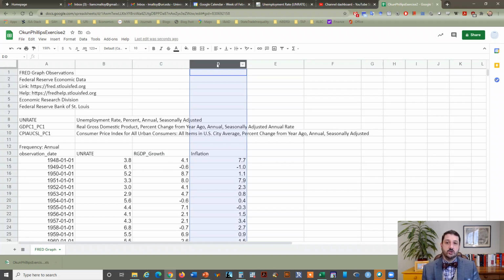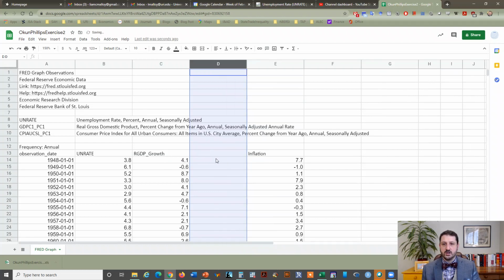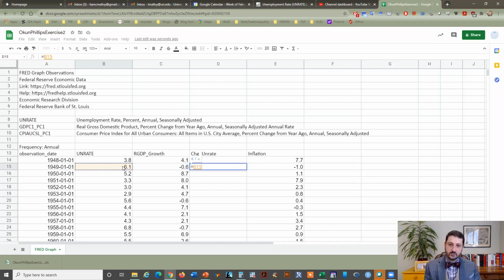All right, so we need to insert a column here, and we need to calculate that change in the unemployment rate. Now, often when we think of change in an economic variable, we think about percent change, but the unemployment rate is already in percentage points, and if you do percent change of something that's already in percentage points, then it's very hard to interpret. So we're just going to do a first difference, and that just means we're going to do this year minus last year. Now, for 1948, we don't have last year, so we can't do that. We're going to lose an observation. So we're just going to put equals in 1949, 1949's unemployment rate minus 1948's unemployment rate.